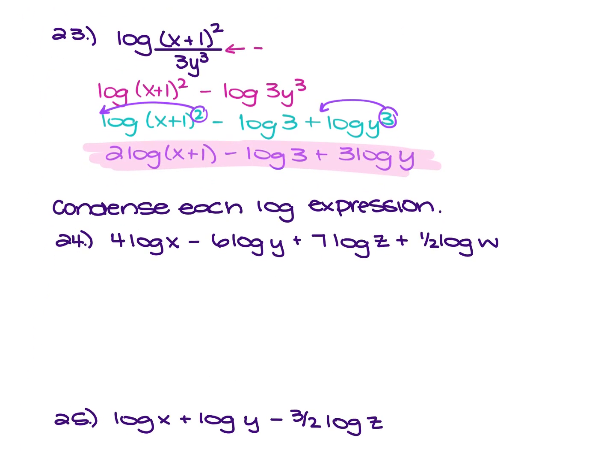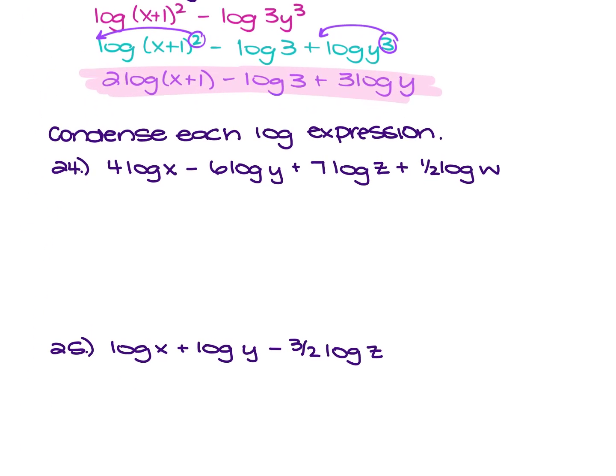For the last part, you are condensing each of these log expressions. For 24, you have 4 times log of x minus 6 times log of y plus 7 times log of z plus 1/2 times log of w. The 4 we're going to bring over to be the power on the x. The 6 is going to be the power on the y. 7 is going to be the power on z. 1/2 is going to be the power on w.